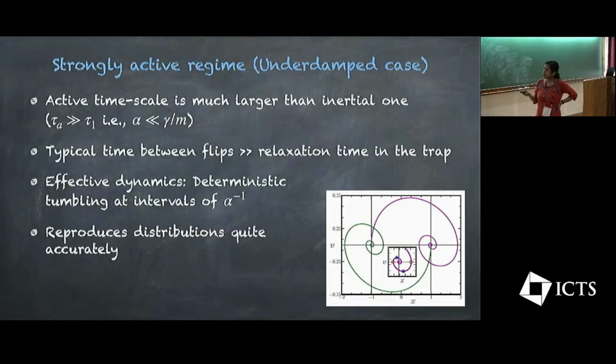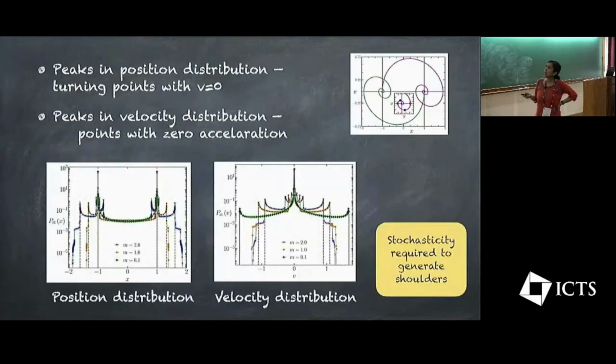And so the dynamics can effectively be described by a deterministic process where this flip happens at a regular interval of alpha inverse. And if we actually simulate this process, it turns out that this effective process quite accurately describes the position and velocity distribution that we get. Here the dashed lines show the distribution from this effective process, whereas the symbols are the actual process.